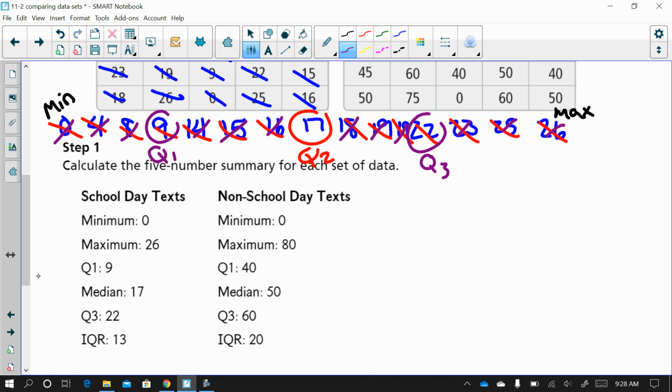Okay, repeat the same thing for non-school day. I'm not going to do that again because we have the data right here. Minimum would be 0, max would be 80, Q1 is 40, median is 50, Q3 is 60, and then we have an IQR of 20.